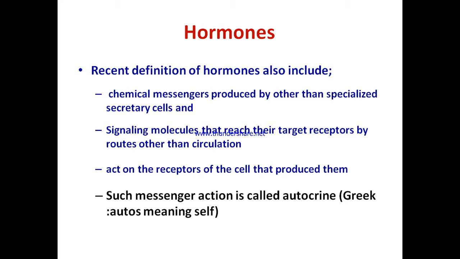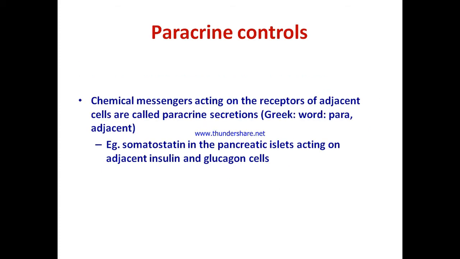As per the new definition, the hormones can act on receptors on the cell that produces them. This type of action is called autocrine, which originated from the Greek word autos, meaning self. Then paracrine control is already mentioned. Chemical messengers acting on the receptors of adjacent cells are called paracrine secretion. In the Greek word, para means adjacent. An example is somatostatin in the pancreatic islets. Somatostatin is produced by certain secretory cells in the pancreatic islets.